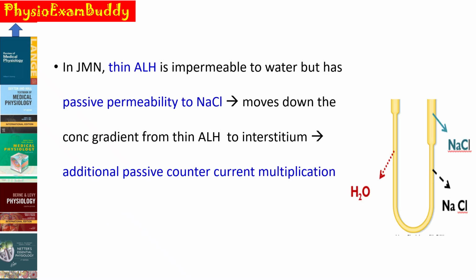Next factor which contributes to the countercurrent multiplier mechanism is that this mechanism is operating only in the juxtamedullary nephrons. Here, the thin ascending limb of loop of Henle is actually impermeable to water. But you have already seen that it is passively permeable to sodium and chloride. So the sodium and chloride will move down the concentration gradient from the thin ascending limb of loop of Henle to the interstitium, which will contribute to the additional passive countercurrent multiplication. But please remember, this happens only in juxtamedullary nephrons, not in cortical nephrons.